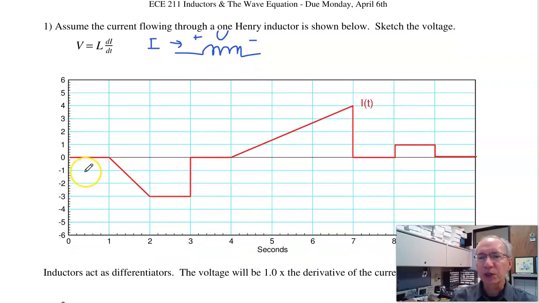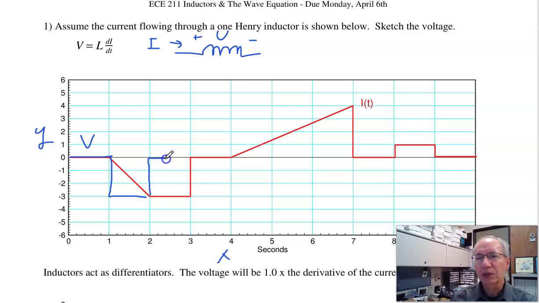Well, derivative is slope. It's the change in y over the change in x. So here the slope is 0. Y changes by 0 in 1 second. So the derivative is 0. There's the voltage. Here the derivative is minus 3. Y changes by minus 3 in 1 second. Jumps down to minus 3.